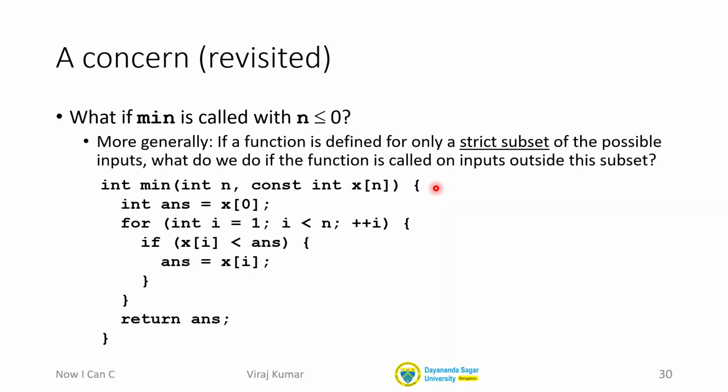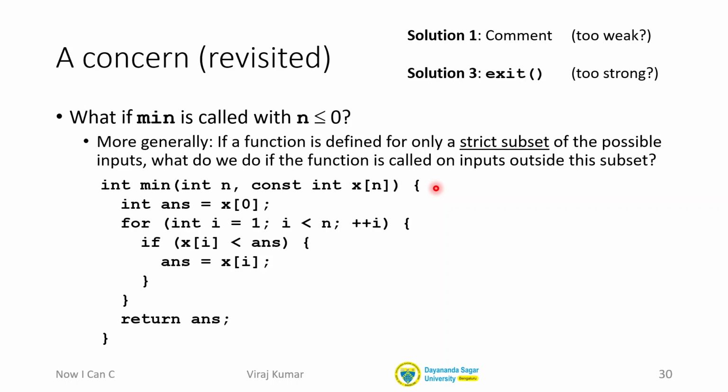So we had actually seen three approaches to this. The first solution was, we could put a comment saying don't call this function with n being negative or 0. And in some sense, that was too weak. Then we had seen this very strong approach, perhaps too strong, which is as soon as we find an error, we just exit. And that will not just quit the current function, but it will in fact end the whole program. Something else that we could do and that we have actually seen is to try and return some impossible value.